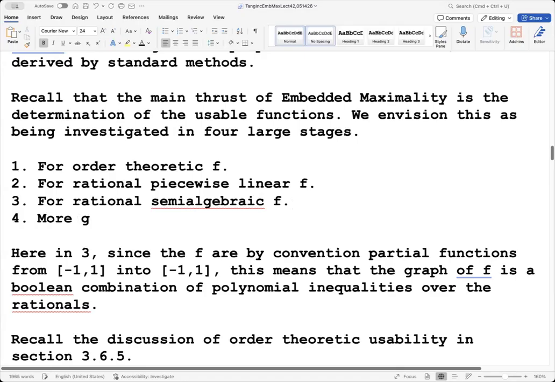I'll just clump this in more general F. Okay. So in three, since the FR by convention partial functions from -1, 1 into -1, 1, this means the graph of F is a Boolean combination of polynomial inequalities over the rationals, just what you might expect.